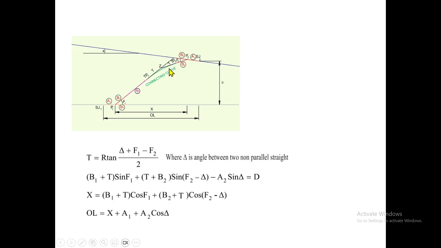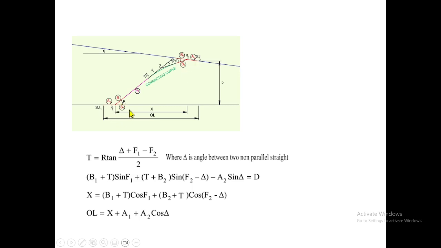Here this angle is equal to F2 minus delta, because this line is not parallel to the other line, it is inclined. So this angle will be equal to F2, and we are drawing a parallel line here, and this angle will be delta. So the final angle is F2 minus delta, that will be your angle here. So cos of F2 minus delta. This is the equation for x. So we found the x distance. Then add this side a1 and a2. Since due to different angles of crossing, a1 and a2 will differ.